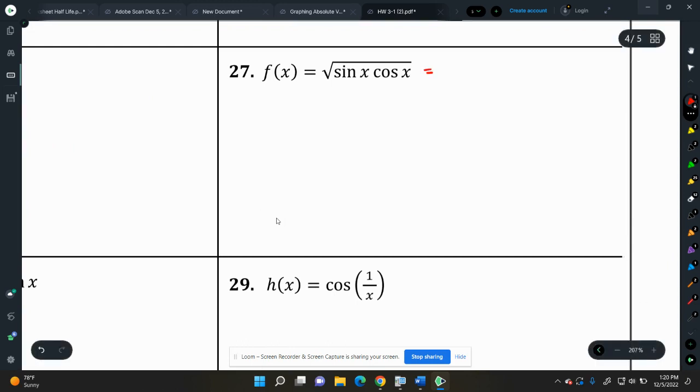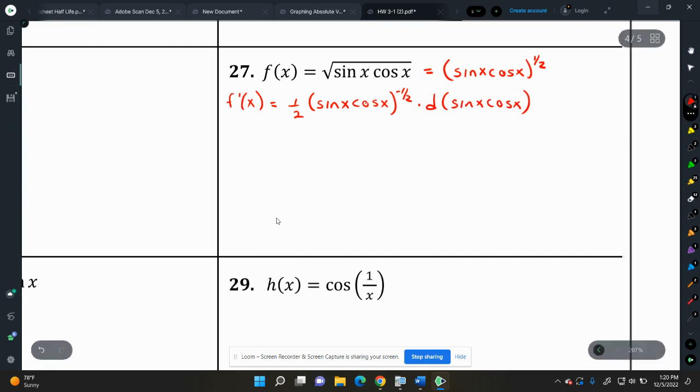Okay, let's do 27. Sine x cosine x. I'm going to change it to the 1/2. Okay, so I'm going to do outside inside. F prime of x. Now the outside 1/2. Don't touch anything that's inside. To the negative 1/2. That's the outside. Times the inside, so the derivative of sine x cosine x.